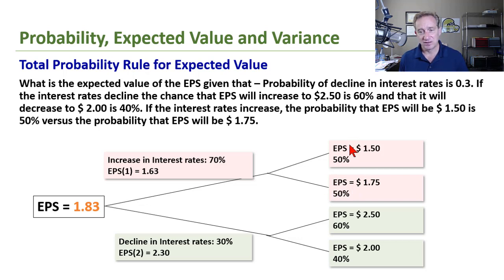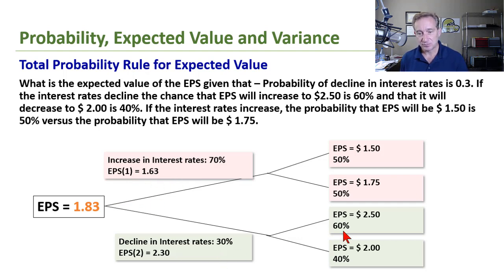And one way to do this is to take these two events here, 50% of $1.50 and 50% of $1.75. That means here that the expected EPS, if we were up here in this event, is the weighted average, right? 50% times $1.50 plus 50% times $1.75, or really the average, is $1.63. So the expected EPS in the event of an increase in the interest rates is $1.63.